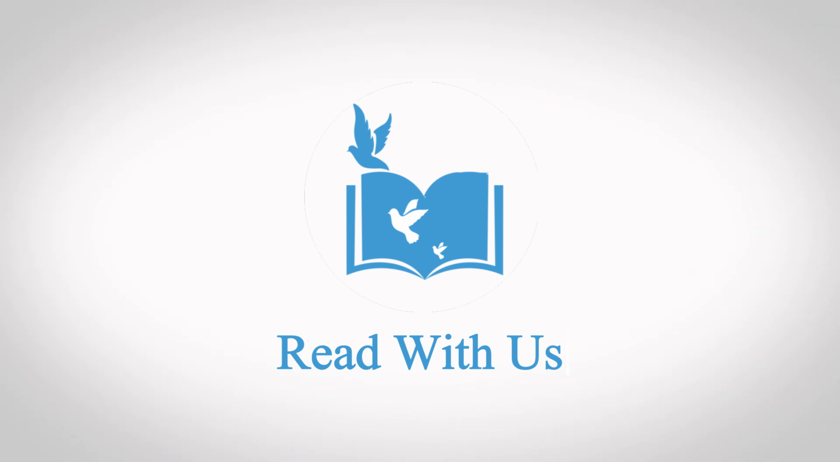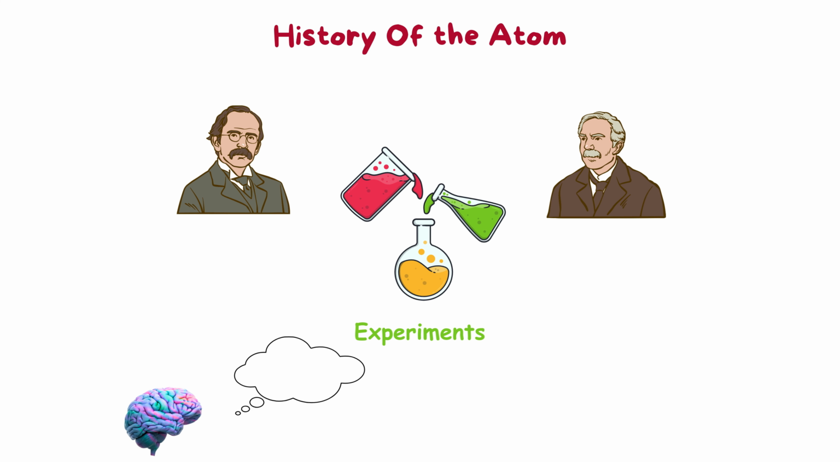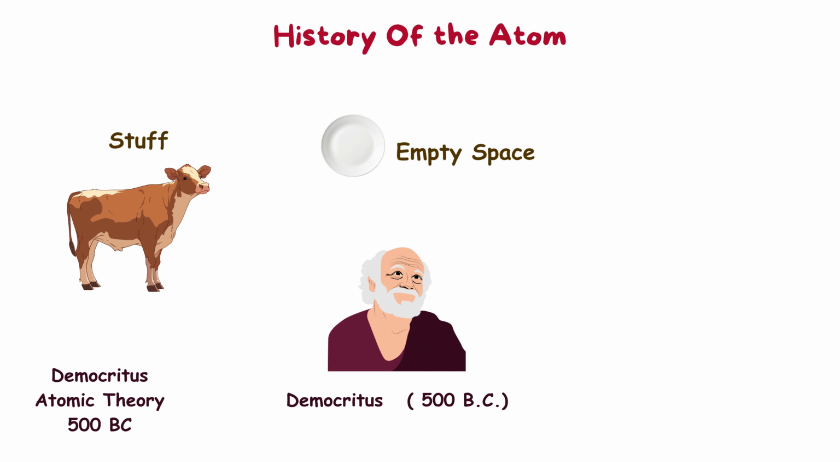In today's video, we are going to explore the fascinating journey behind the history of the atom, how various scientists across centuries contributed to building our understanding of atomic structure through theories and experiments that forever changed science. It all began with a concept known as atomic theory, which was first proposed by an ancient Greek philosopher named Democritus, who lived around 500 years before Christ.